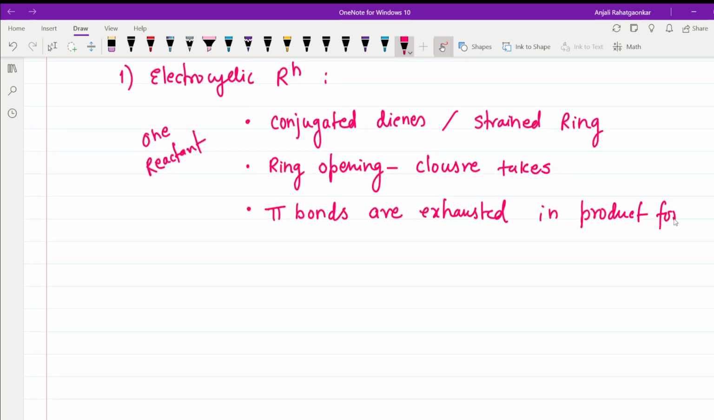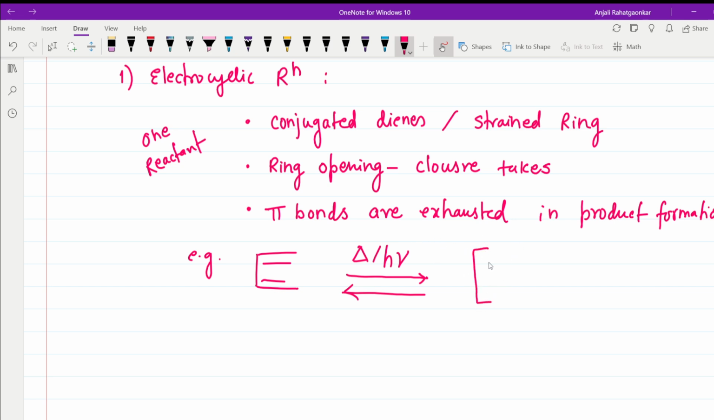So this is all about the electrocyclic reaction. Let us see a couple of examples. I have already given you a couple of examples here. This is a 1,3-butadiene, and here, as I told you, double arrows are required because the reaction takes place in both directions. So this is a cyclic transition state which leads to the formation of the ring.